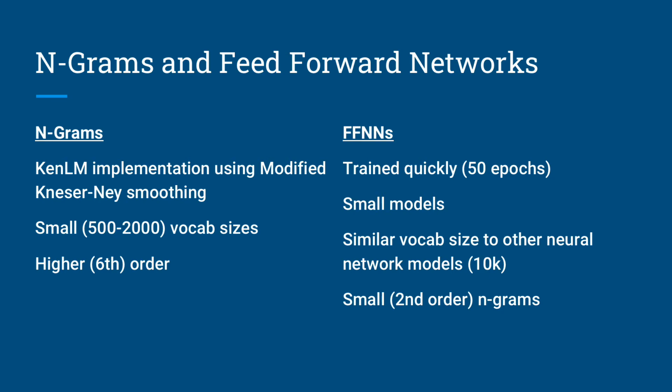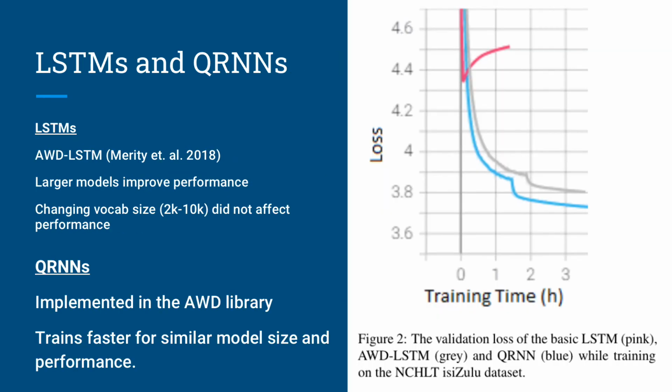For the LSTM and QRNN experiments, as a baseline we tested a simple LSTM model with no regularization beyond the standard input dropout, and predictably it was quick to overfit on the data. We then explored the use of the AWD LSTM architecture as proposed by Merity et al., and we found that larger models improved performance whilst the vocab size had little effect provided it was kept in a reasonable range of 2 to 10,000 tokens. This is dissimilar to other models tested where the vocab size did have an effect.